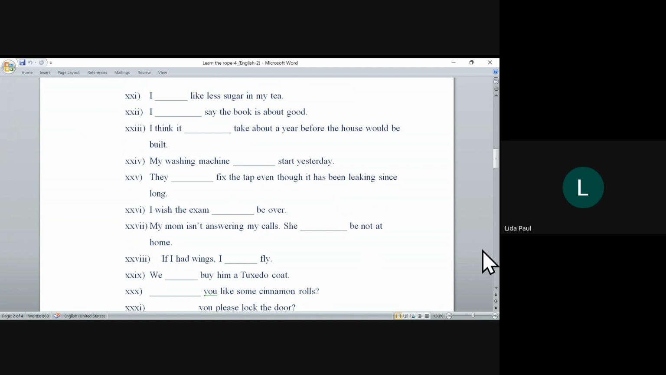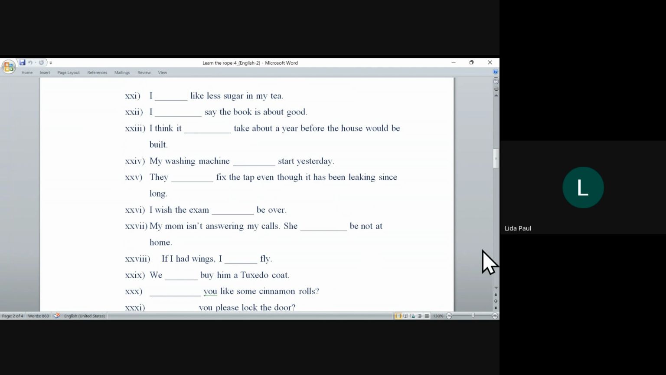Correct. Next one, that is 26. I wish the exam would be over. Would, right? Again, that is would, because when you're making a wish, the modal verb you use is wish. So, I wish the exam would be over.